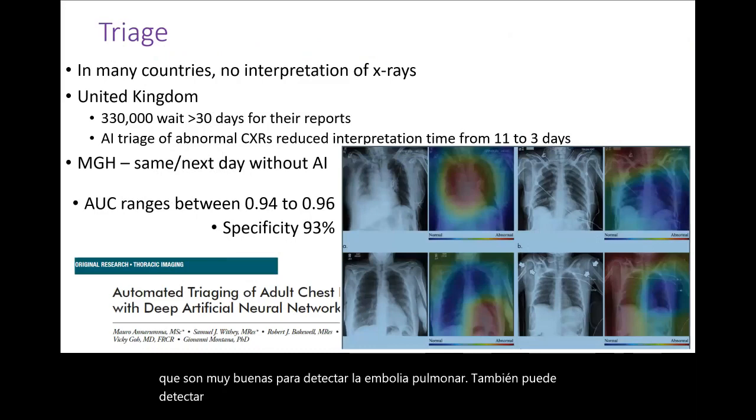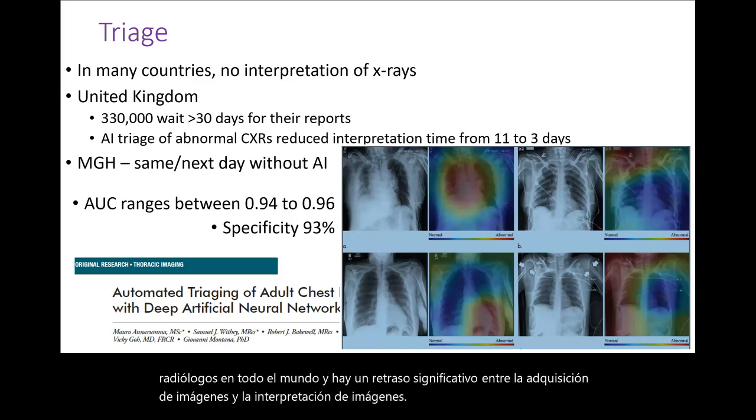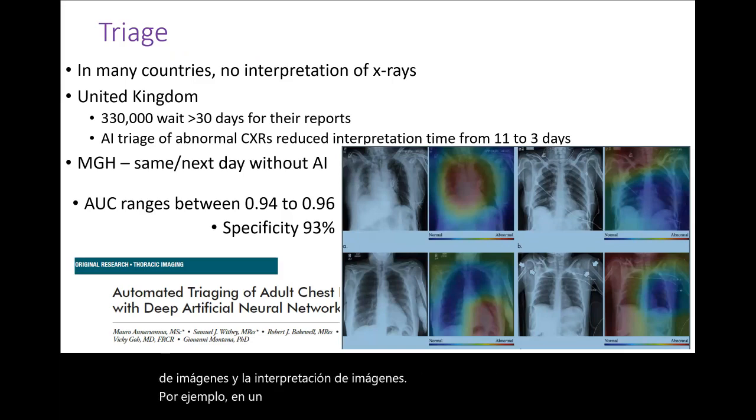So we know that there is a shortage of radiologists worldwide, and there is a significant delay between image acquisition and image interpretation. For example, in a study done in the United Kingdom, they said there is a wait of more than 30 days for interpretation of chest X-rays.